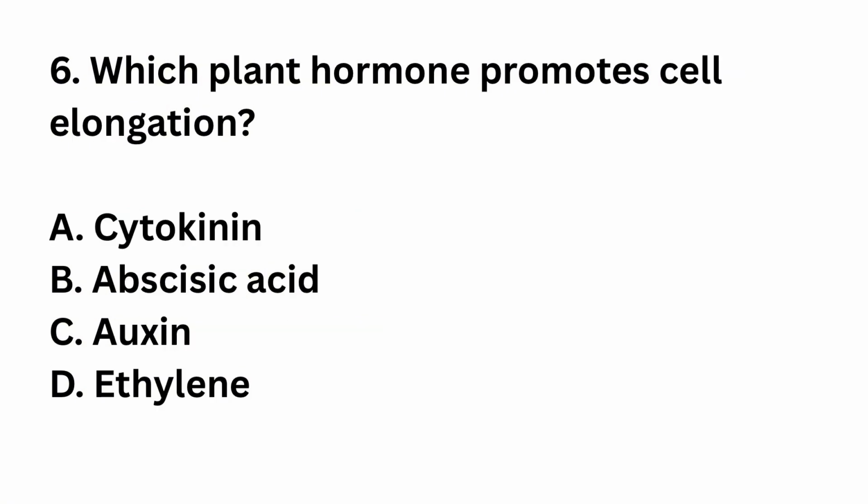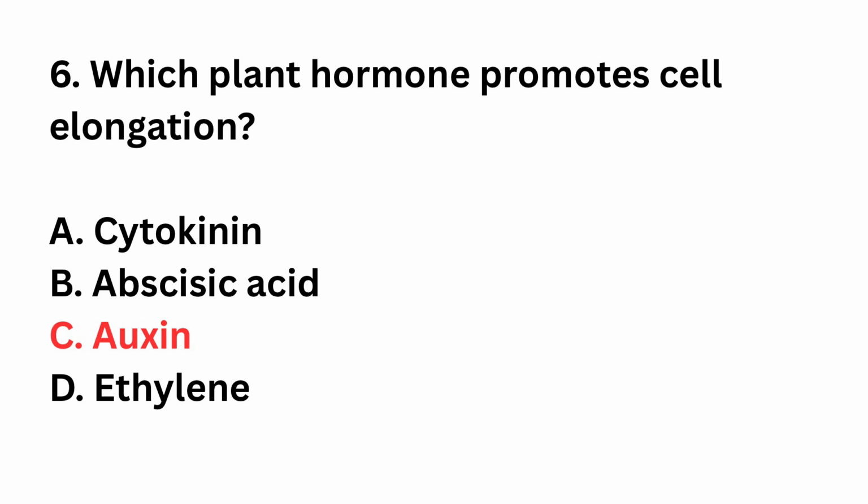Question number 6. Which plant hormone promotes cell elongation? Cytokinin, abscisic acid, auxin, ethylene. The right answer is option C, auxin. Auxin stimulates cell elongation in growing plant tissues.